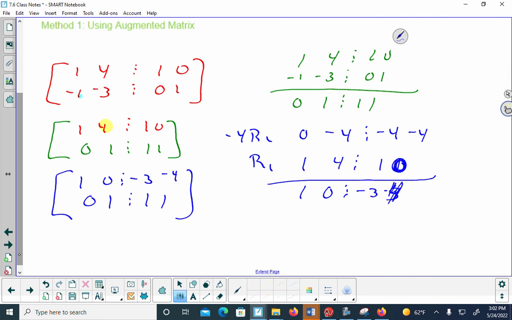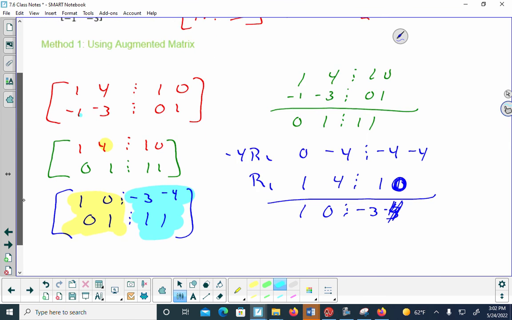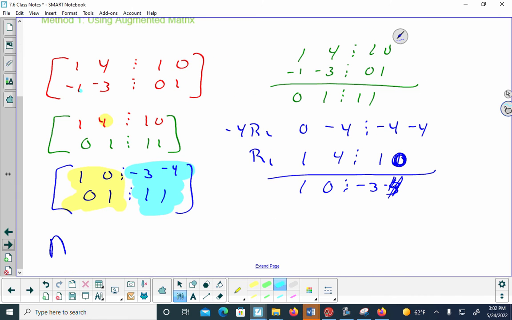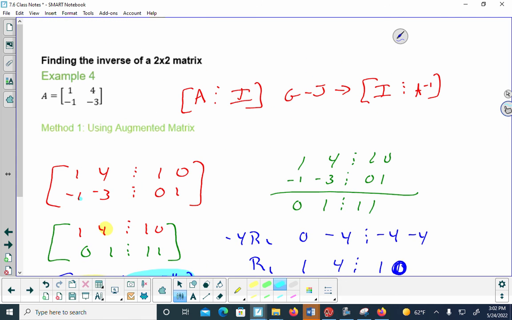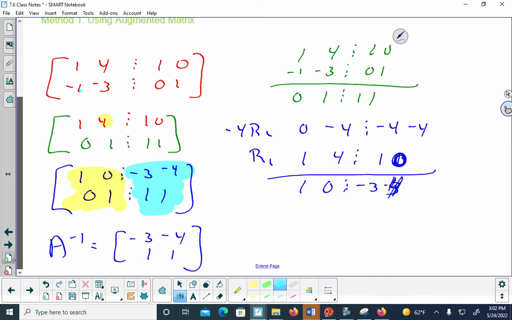So now the left side, this side looks like my identity matrix, and that's what I was trying to have happen. And then over here, this is my inverse. So I think it's A. So I'm going to say the inverse of A is equal to negative 3, negative 4, 1, 1. To check it, I can take this inverse, multiply it by this original matrix, and see if I truly can get the identity.